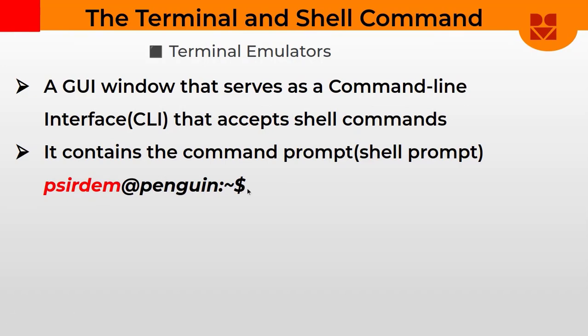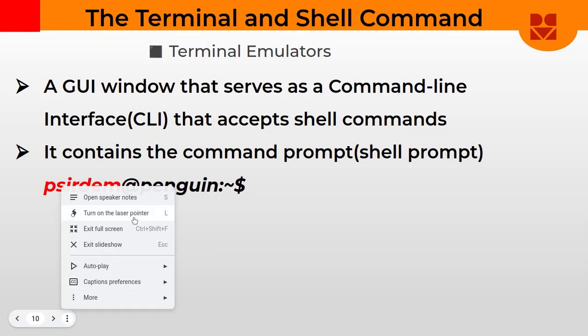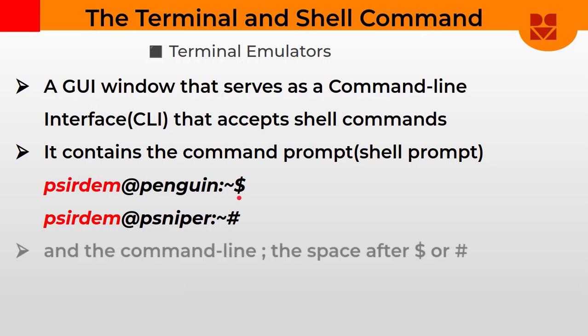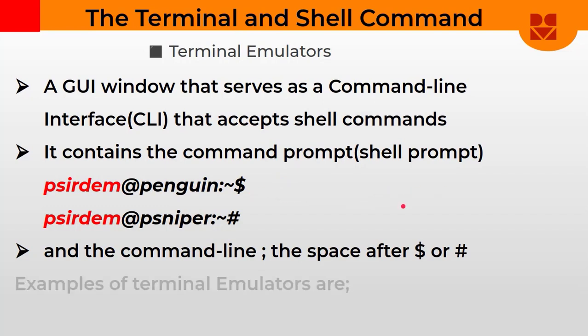You have to wait for the prompt to come before you can input any commands. And then you could also see this one. The pound sign shows that you are typing in commands as root or as a superuser, while the dollar sign shows that it is just a normal user, right? And then the command line is the space after, where we type in the commands, the space after the dollar or the pound symbol.